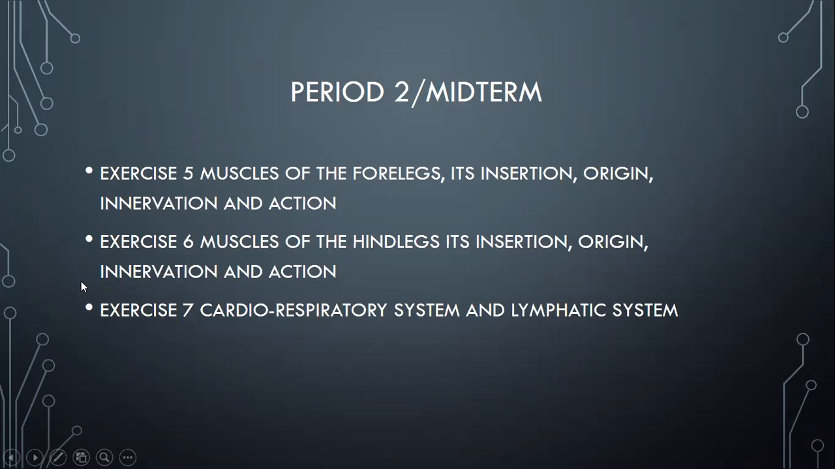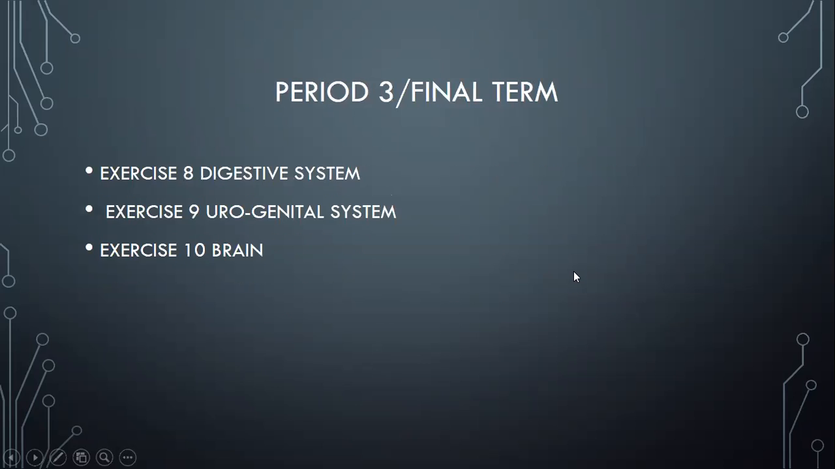Exercise number 7, on the other hand, will be part of period 3, which also has the digestive system, the urogenital system, and the brain. So those are the topics that we're going to cover for this block.